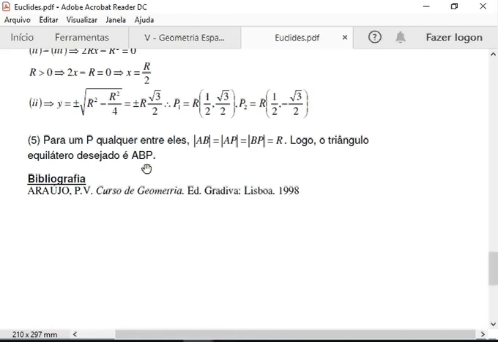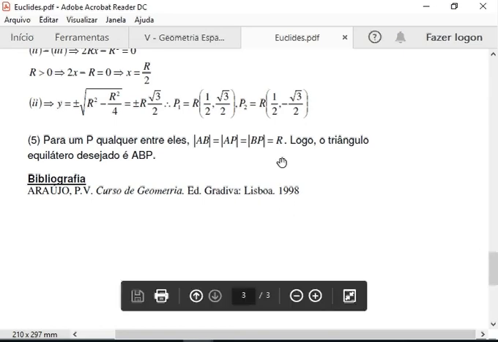We have constructed two equilateral triangles. Indeed, it is a rhombus. I used this book, Curso de Geometria, Geometry Course, Paulo Ventura Araújo, Editora Gradiva, Lisboa, 1998.